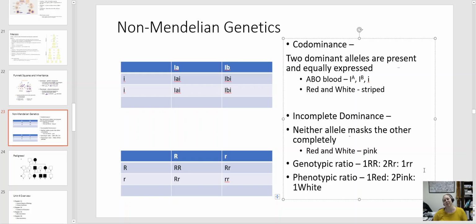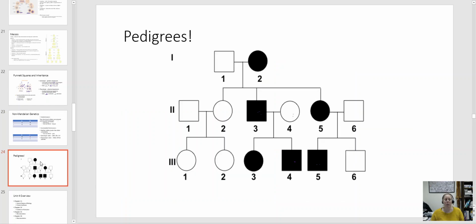So if I cross two heterozygous individuals, two pink flowers, I would expect a potential ratio of 1 red flower, 2 pink flowers, and 1 white flower for their phenotypic ratio, which is still that genotypic ratio of 1 homozygous dominant to 2 heterozygous to 1 homozygous recessive individual. You will be asked to read a pedigree on the final exam.